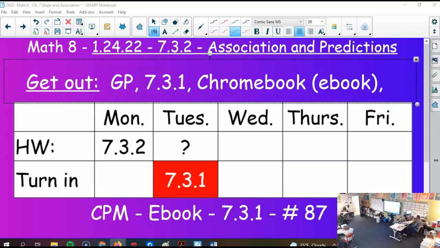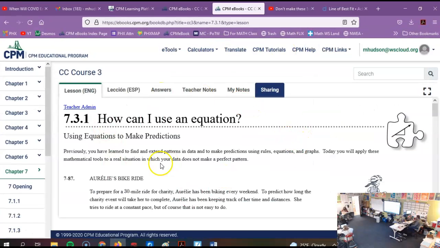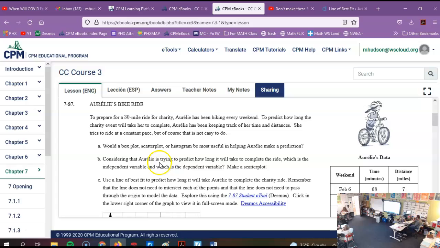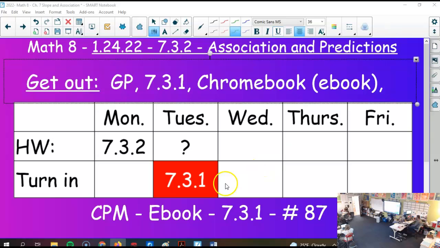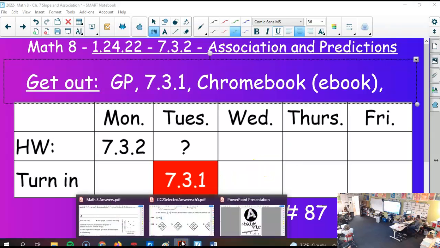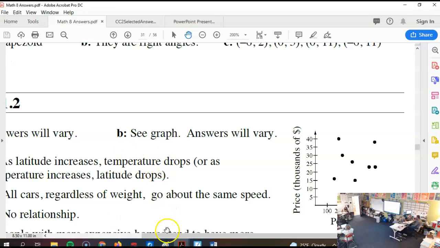Oh yeah, my initials are CPM. So what you're looking for in the ebook is in 87. It says the 787 student e-tool. That's what you are looking for. But while people are finding that, and then once you find it, you can check your homework. Let's check homework.